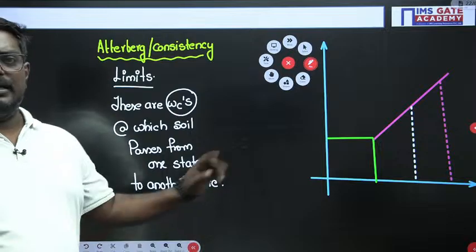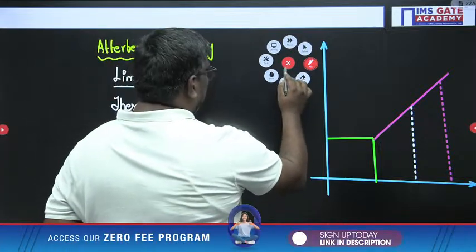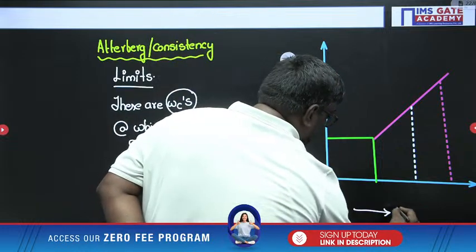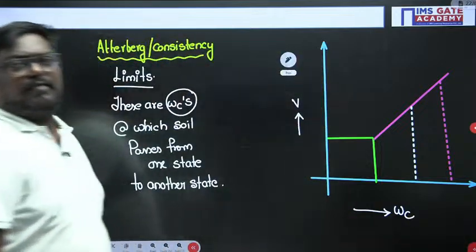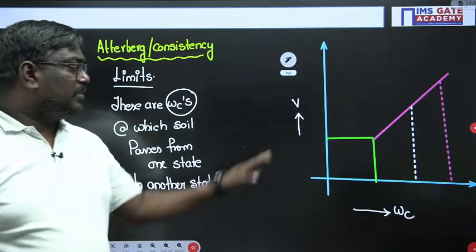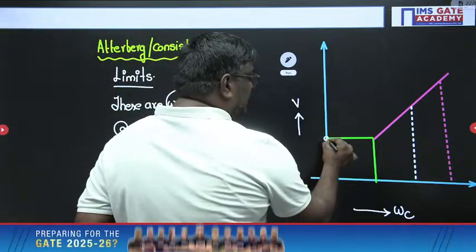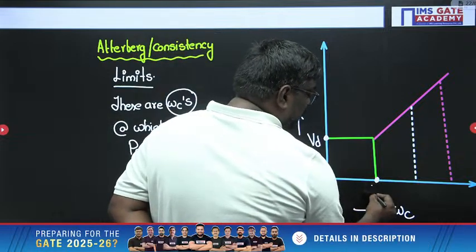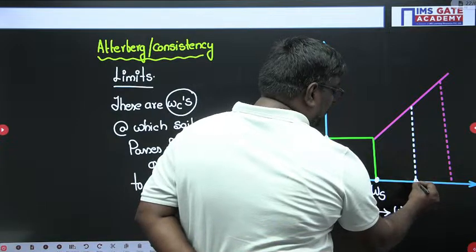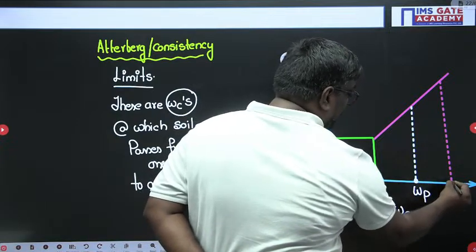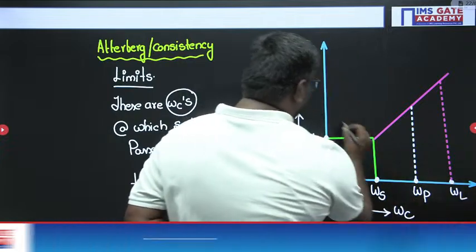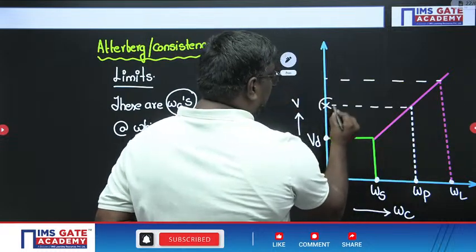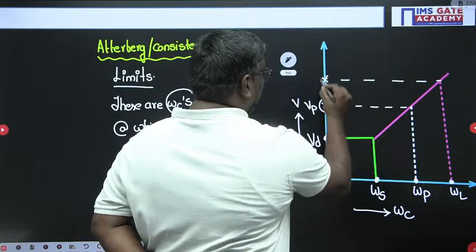Now see students, in consistency limits or Atterberg limits, it is a graph drawn between volume and water content. This is called the dry volume. This we call the shrinkage limit, this we take as the plastic limit, and this is the liquid limit. Similarly, this is called the volume at plastic limit and this is called the volume at liquid limit.